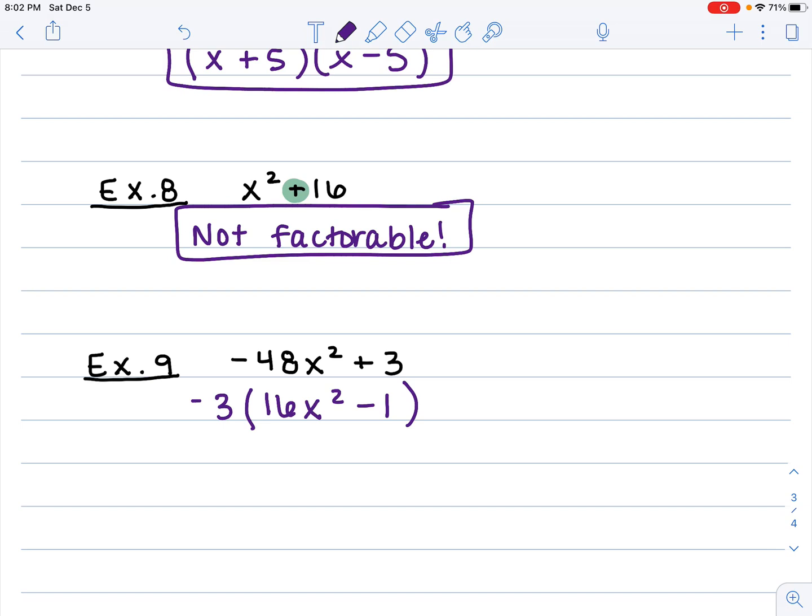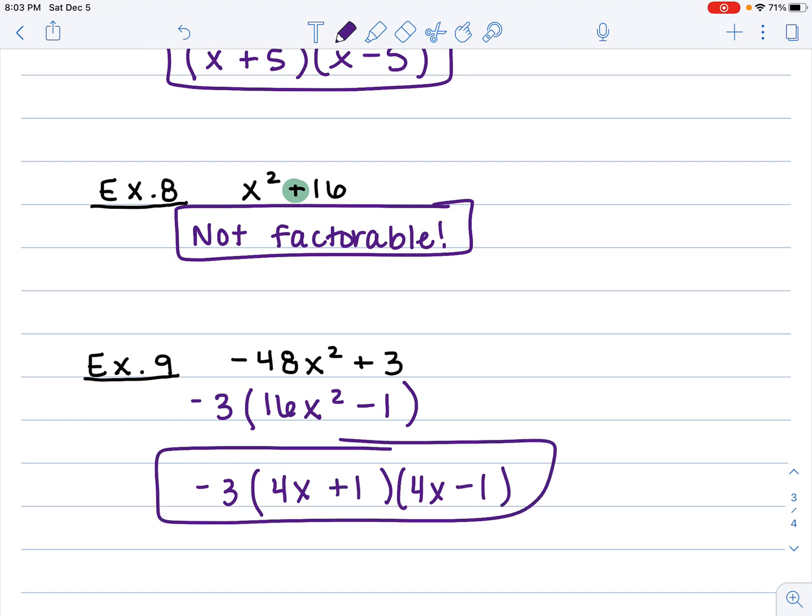Now let's look at those terms. Is 16 a perfect square? Yes. Is x squared a perfect square? Yes. We have subtraction, and is 1 a perfect square? Yes, so we can now break this up. What times what gives me 16x squared? Well, 4x times 4x would get you that. What times what gives me 1? 1 and 1. So that would be my final solution.